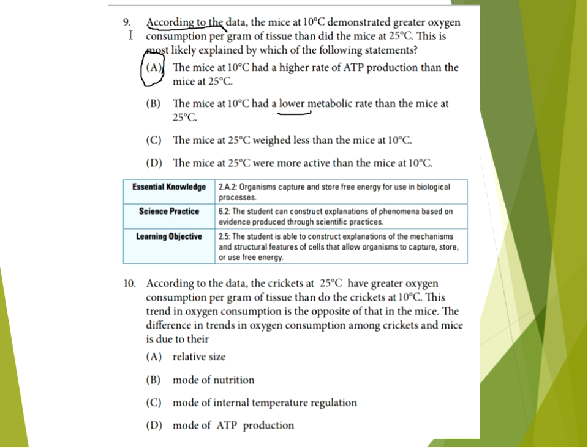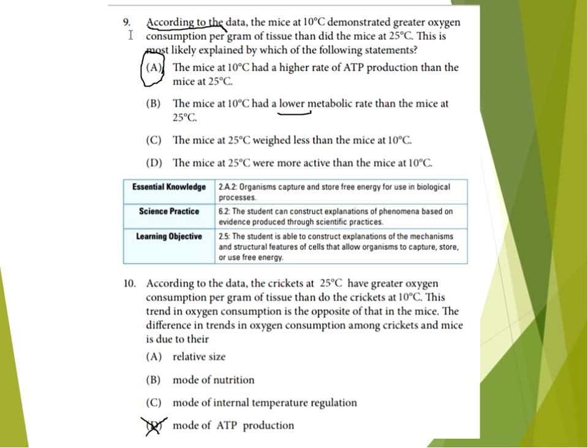All right. Next question here. According to the data, the crickets at 25 degrees Celsius have greater oxygen consumption per gram of tissue than do the crickets at 10. So this trend in oxygen consumption is the opposite of that we saw in the mice. The difference in trends in oxygen consumption among crickets and mice is due to their what? Relative size, mode of nutrition, mode of internal temperature regulation, or mode of ATP production.